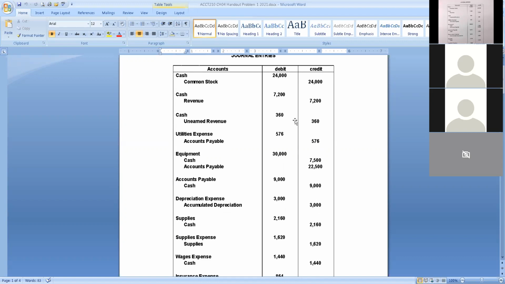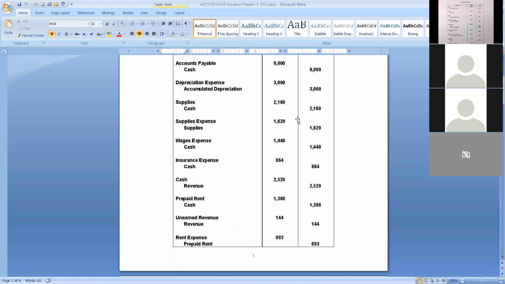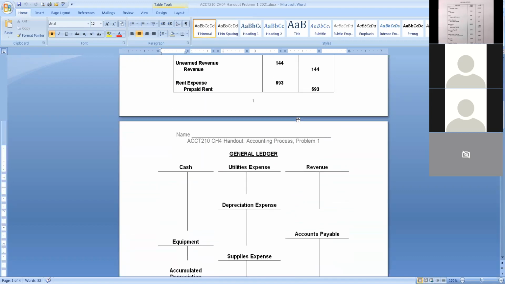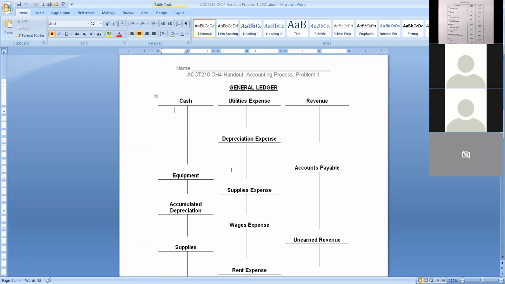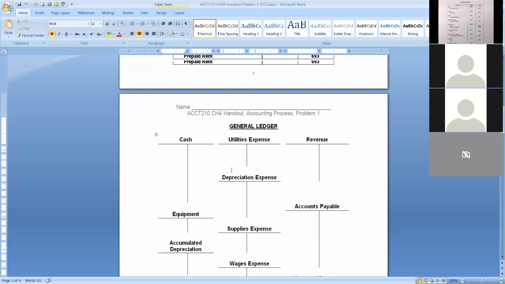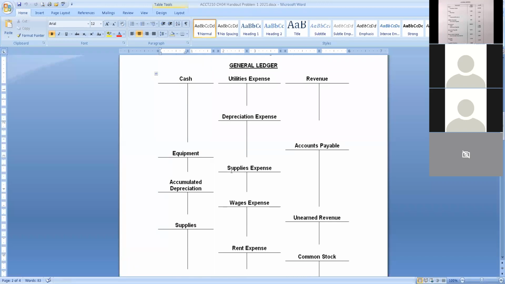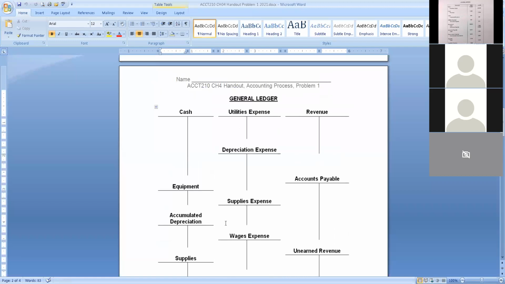And what I'm going to do is go down to the second page here. The second page has what we call a general ledger. The general ledger is where we're going to find out what the balances are in the accounts. So how much cash do we have? How much equipment do we have? And some of these other accounts as we go on.